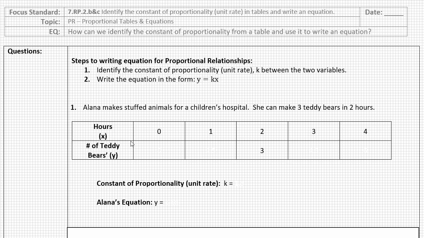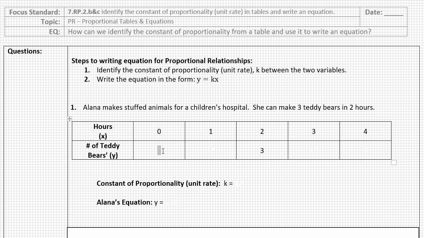So I've already started the table for you. Our first variable is the hours, and that's going to be represented by x. And our second variable is the number of teddy bears that she can make, and that's going to be our second variable represented by y. So please take a moment, see if you can think, how many teddy bears would she make in 0 hours, 1 hour, 3 hours, and 4 hours, based on the fact that we know in 2 hours she can make 3 teddy bears. Pause the video if you need to think about that.